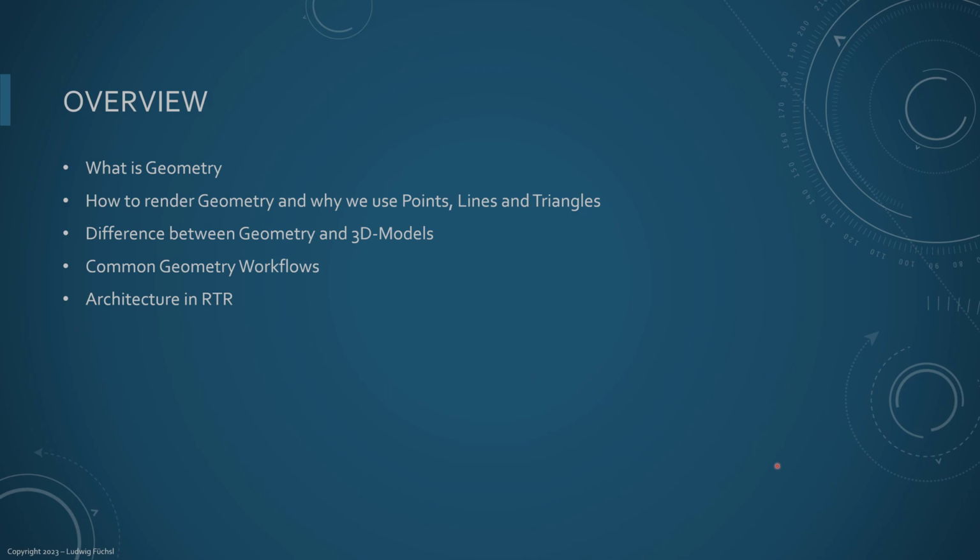So what we're going to talk about is what geometry actually is. I've just given you quick information on that in the intro. Then we're going to talk about how we render geometries and why we only use points, lines, and triangles. And after that, we're going to talk a bit about the difference between the geometry and 3D models and what 3D models actually are. And we're also going to talk a bit about the workflow on how to author geometry, how to author 3D models.